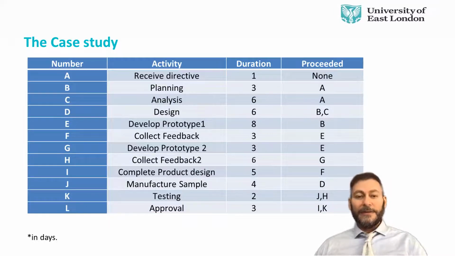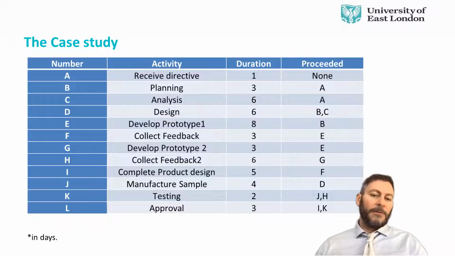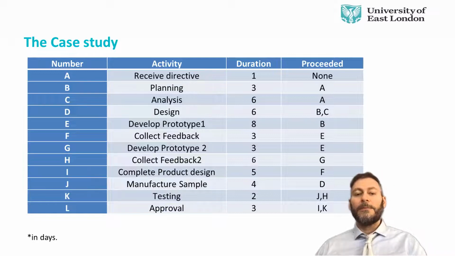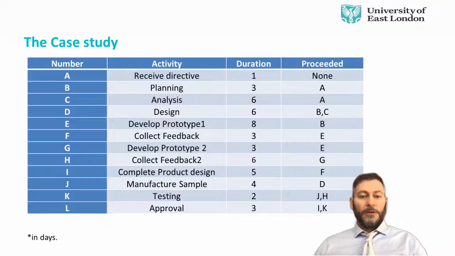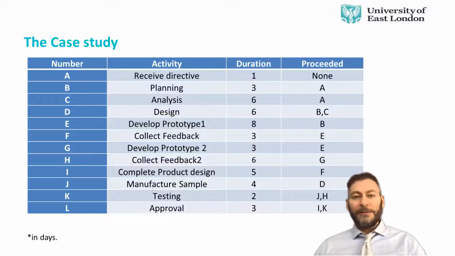Then you have the activities themselves. So again, familiarize yourself with them, even though you will not need them so much when you draw the diagram. So receive directive, planning, analysis, design, develop the first prototype, collect feedback, develop the second prototype, collect feedback, complete the product design, manufacture sample, testing, and approval. So this is clearly producing something of a machinery. And you can see the duration there. Then we have the predecessors.